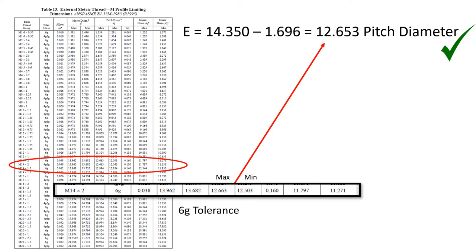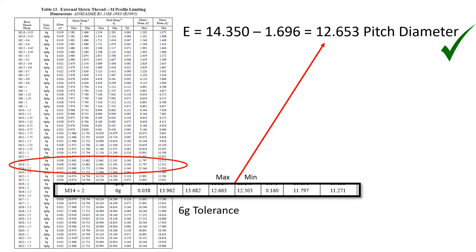According to the machinery's handbook, I'm a 6G tolerance class. That means my minimum pitch diameter is 12.503. My maximum pitch diameter is 12.663. My measured pitch diameter is 12.653. I'm well inside my tolerance.